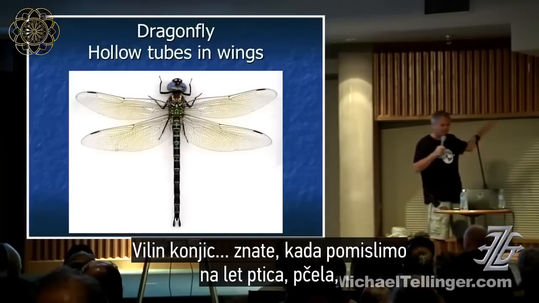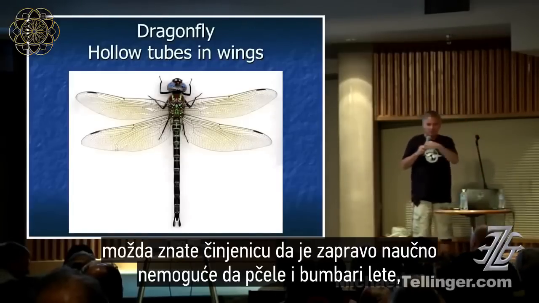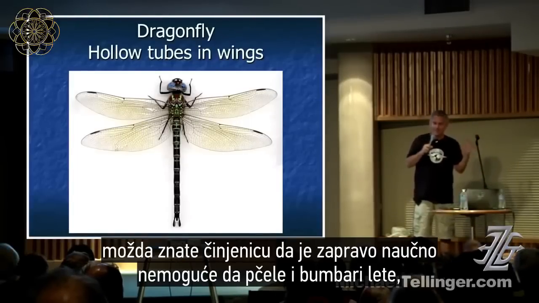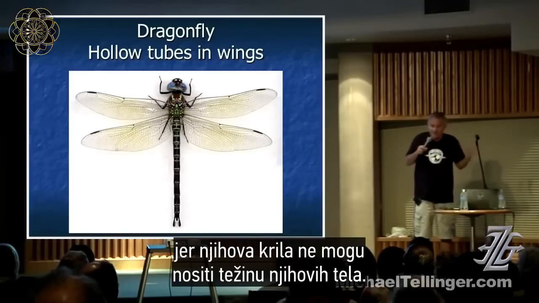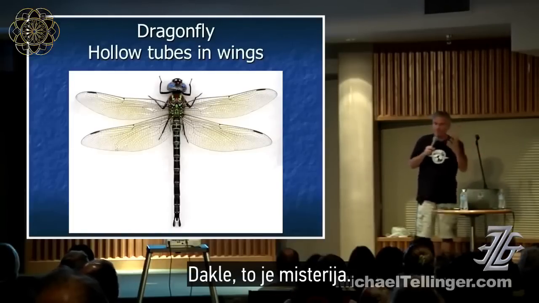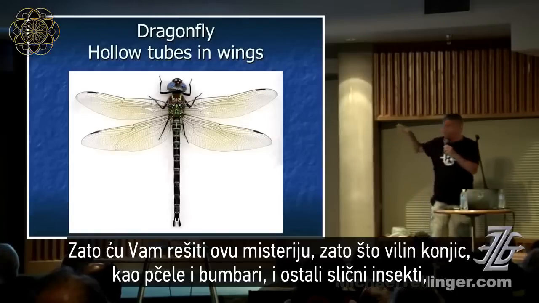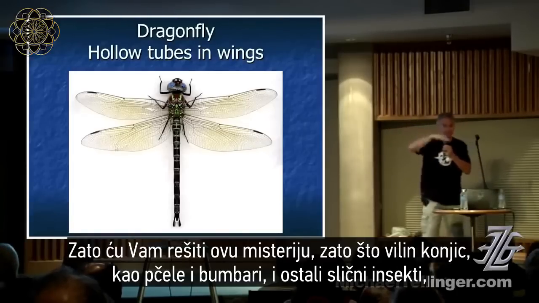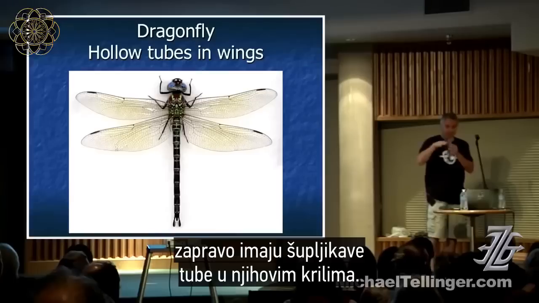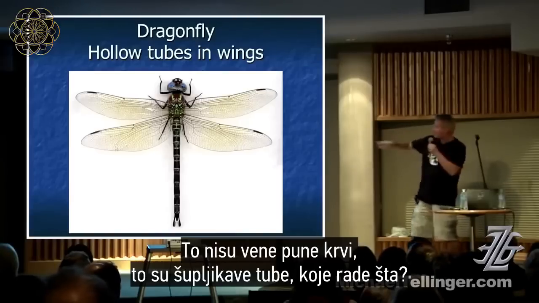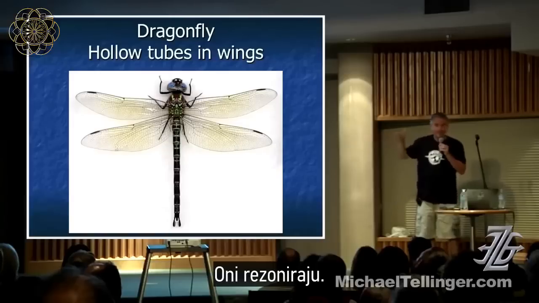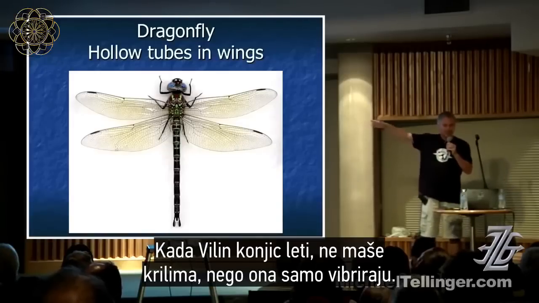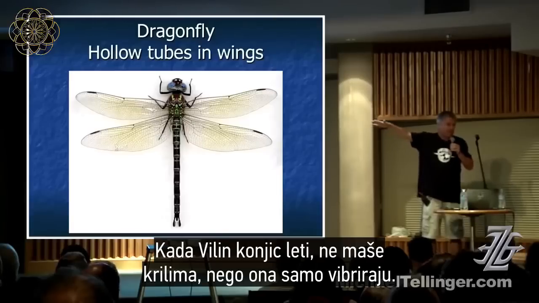Dragonflies. We think of birds flying and bees. You may be aware that it's actually a scientific impossibility for bees or bumblebees to fly because their wings can't carry that body weight. So this has been a mystery. I'm going to bust that mystery for you, because dragonflies, just like bees, bumblebees and other insects, actually have hollow tubes in their wings. Those are not veins filled with blood. Those are hollow tubes that do what? They resonate. When the dragonflies buzz their wings, they don't flap them, they just vibrate.